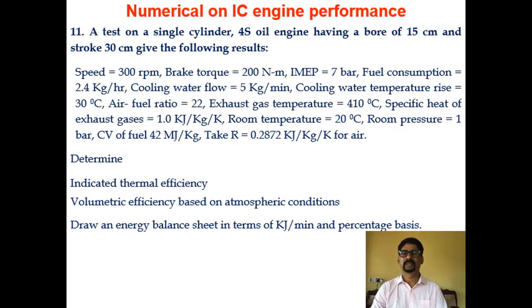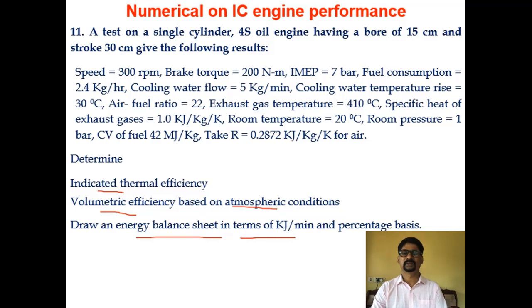A test on a single cylinder four stroke oil engine having a bore of 15 cm and stroke 30 cm gave the following results: speed 300 rpm, brake torque 200 Nm, mean effective pressure 7 bar, fuel consumption 2.4 kg per hour, cooling water flow 5 kg per minute, cooling water temperature rise 30 degree C, air fuel ratio 22, exhaust gas temperature 410 degree Celsius, specific heat of exhaust gas is 1.0 kJ per kg per Kelvin, room temperature 20 degree C, room pressure 1 bar, CV of fuel 42 megajoules per kg, take R is equal to 0.2872 kJ per kg per Kelvin for air. Determine indicator thermal efficiency, volumetric efficiency based on atmospheric conditions. Draw an energy balance sheet in terms of kilojoules per minute and percentage basis.